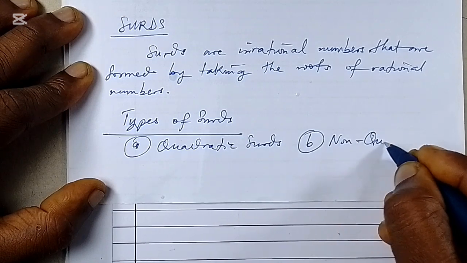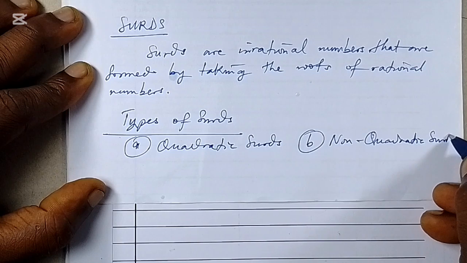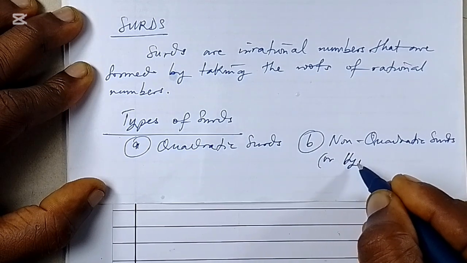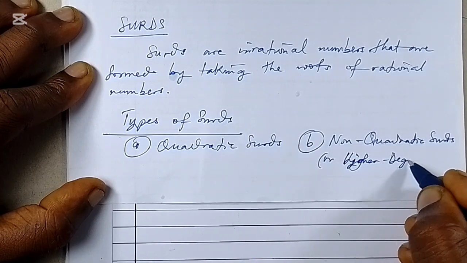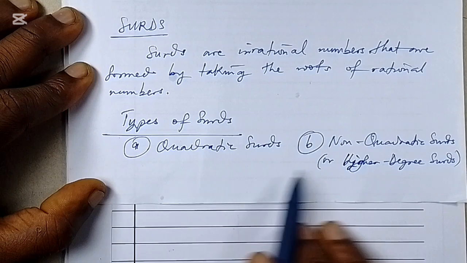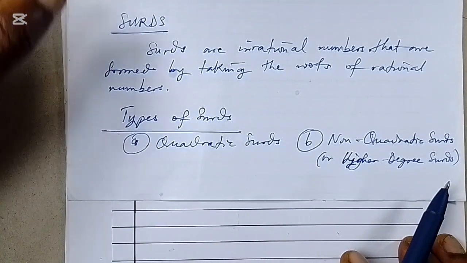And we call the others non-quadratic surds, or otherwise higher degree surds. So if surds are not quadratic, they are called higher degree or non-quadratic surds. That being said, let us now go over to what quadratic surds are.